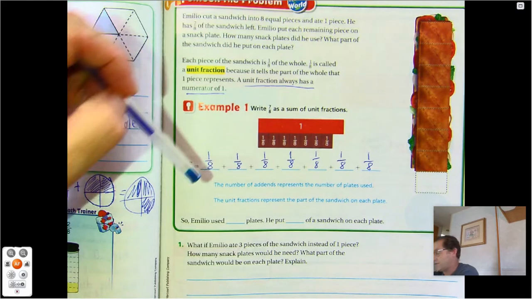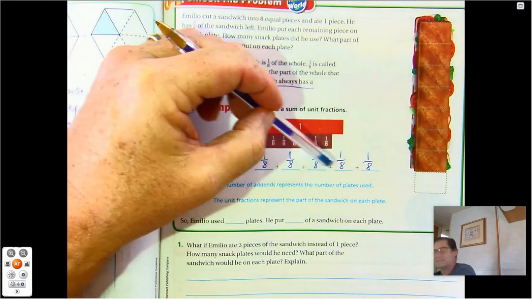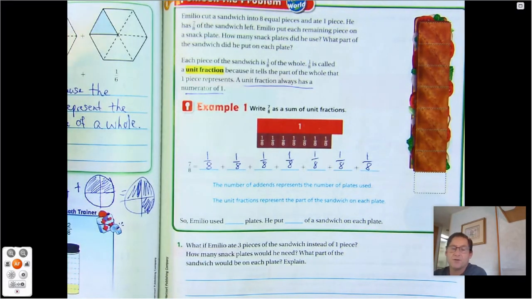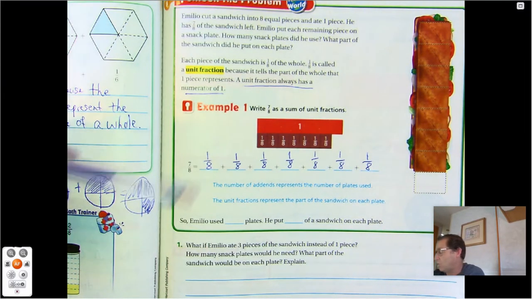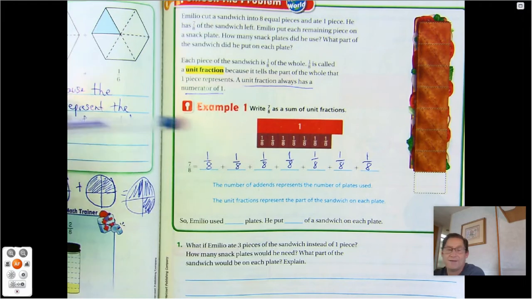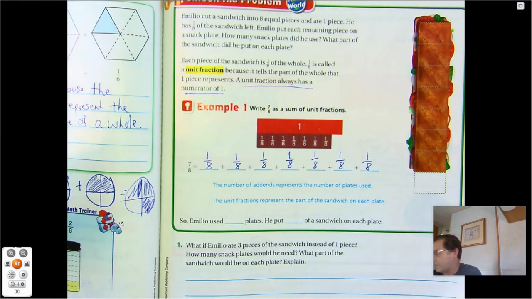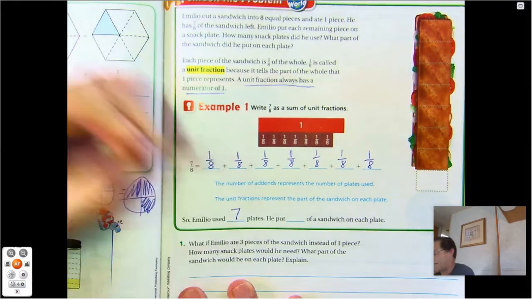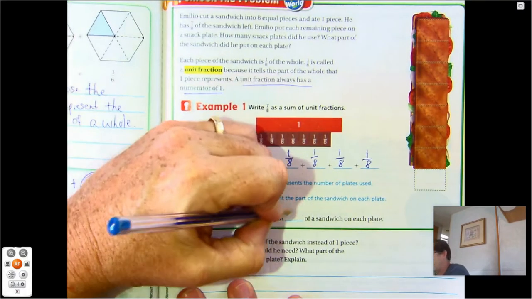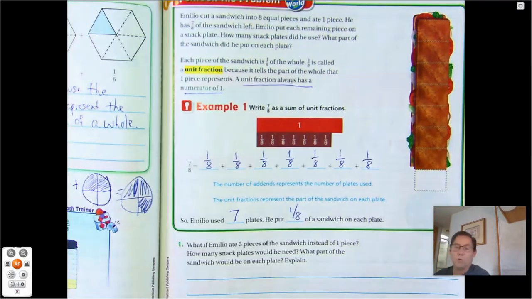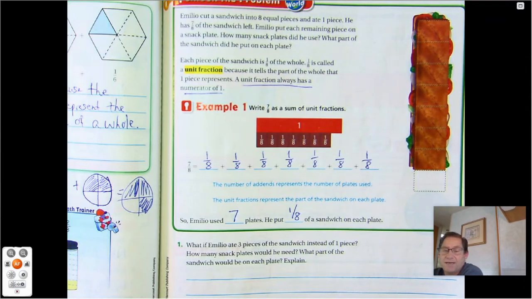So he used 1, 2, 3, 4, 5, 6, 7 plates. The unit fractions represent the part of the sandwich on each plate. So on the 7 plates, he put 1/8 of the sandwich. So he used 7 plates, and he put 1/8 of a sandwich on each plate. Okay, we can deal with that.